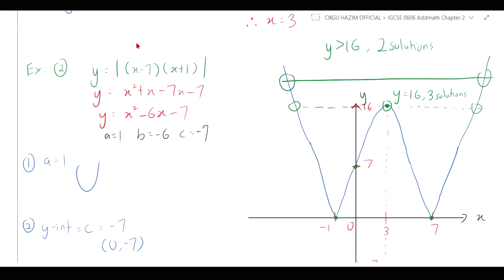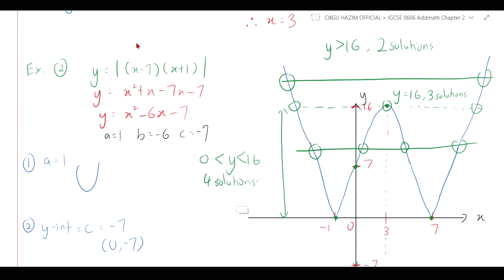The region that has 4 solutions is between 16 and 0. So when y is less than 16 and more than 0, you're going to have 4 solutions because you have 4 intersections. So here we have 4 solutions. And the last possible value of y that could have two solutions is when y equals 0. So when y equals 0, you only have two solutions, here and here.